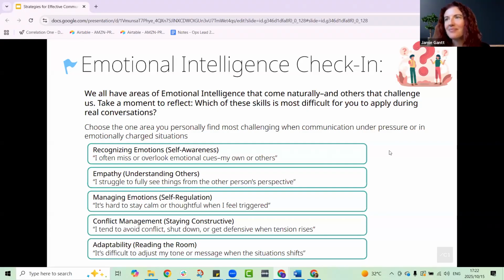Thank you. All right. So does anyone else have any particular areas that they find challenging of any of these: recognizing emotions, empathy, managing emotions, conflict management, adaptability?